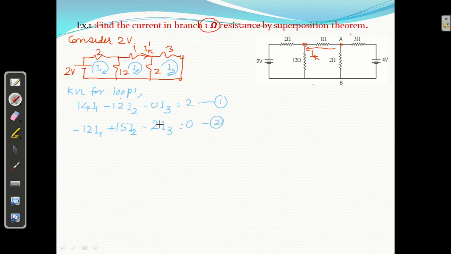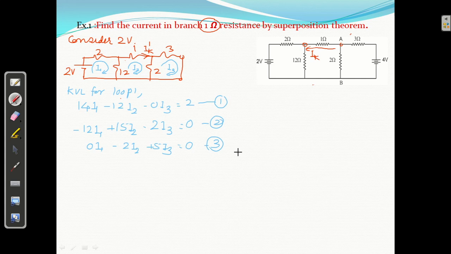Loop 3. Loop 3, tell me. I3 is flowing in 3 plus 2, 5 I3 plus, at the same time minus 2 I2, at the same time 0 I1 equal to no source equal to 0. So I have solved so many problems based on the KVL, so I have written these equations so fast. I'm going to use the calculator. And after using the calculator, I'm going to find I1, I2, I3.